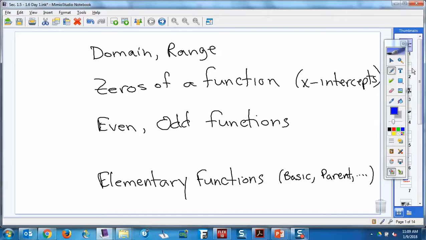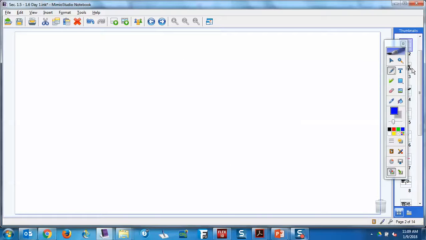So those are what we call the basic or the elementary functions that we have to know going into calculus, because then we work calculus on all of those functions. But we've got to know what those functions look like, and the different aspects and properties of those functions, if we're going to be able to figure out calculus on them.